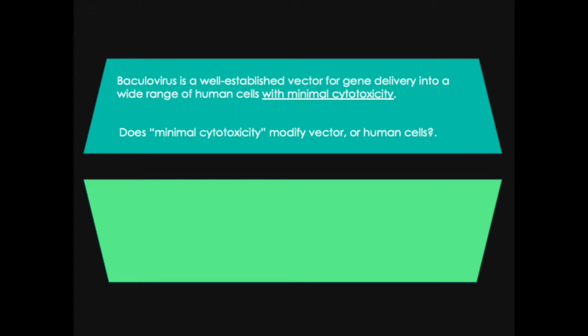Baculovirus is a well-established vector for gene delivery into a wide range of human cells with minimal cytotoxicity. So the problem here is the phrase with minimal cytotoxicity. It's modifying something in this sentence, but it's really not clear if it's modifying the well-established vector or if it's modifying human cells. So are they saying human cells with minimal cytotoxicity, or are they saying that the vector has minimal cytotoxicity? That's an unclear modifier.